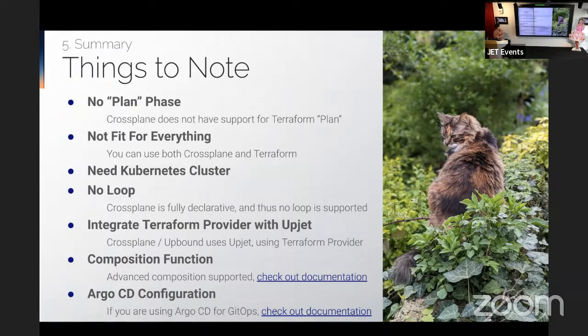We saw the Civo example. It was actually a Terraform provider that was used behind the scenes. So while I was interacting with Crossplane, everything behind the scenes was actually done by Terraform.